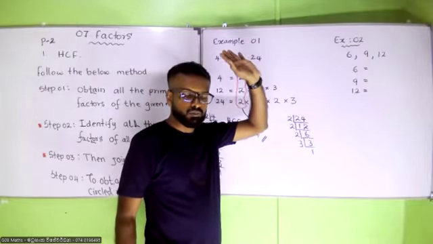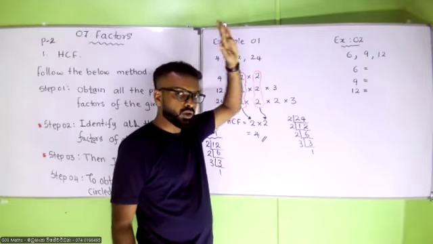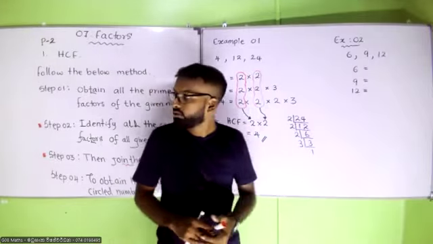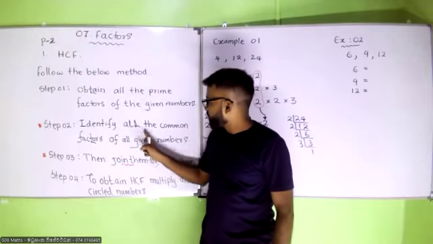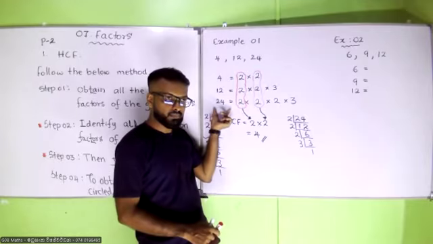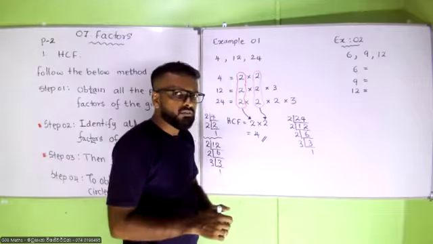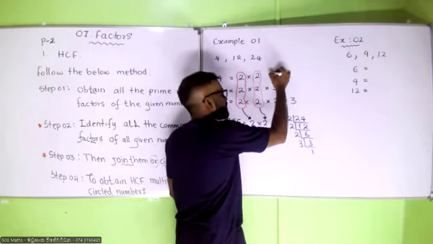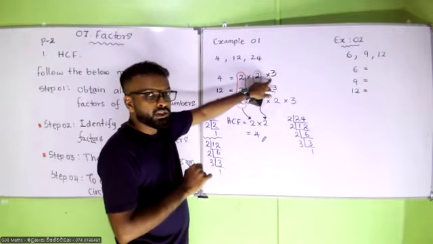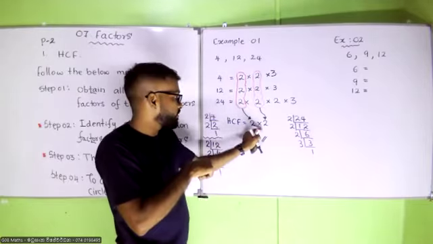All of you, please look at the board here. Focus on the board. Why can't we take 3? Identify all the common factors of all given numbers. These are the given numbers, but we can't find any number 3 here, so we cannot take it as a common factor.